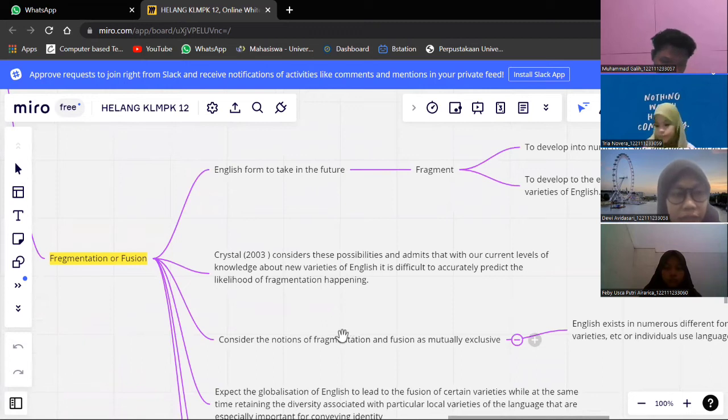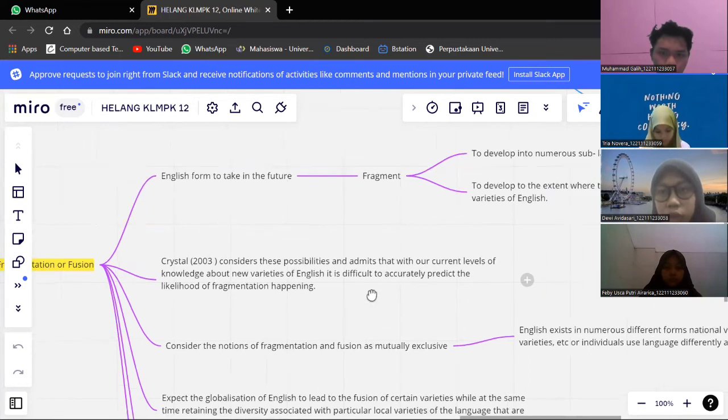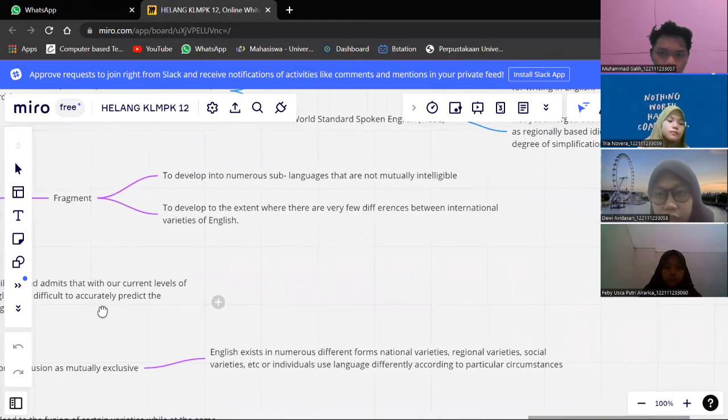Now I will continue the presentation about fragmentation or fusion. What form of English will take in the future is a question of fragmentation. First, it may develop into numerous sub-languages that are not mutually intelligible, and the second possibility is that it develops to the extent where there are very few differences between international varieties of English.